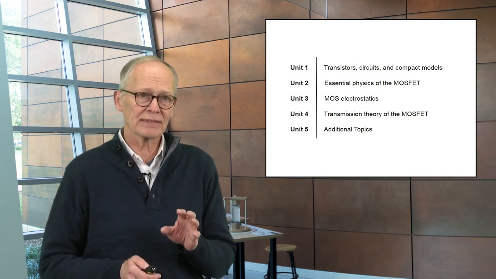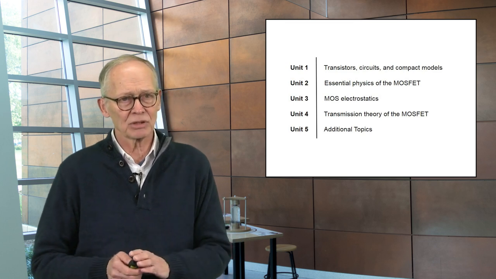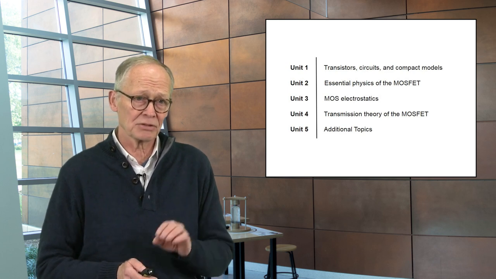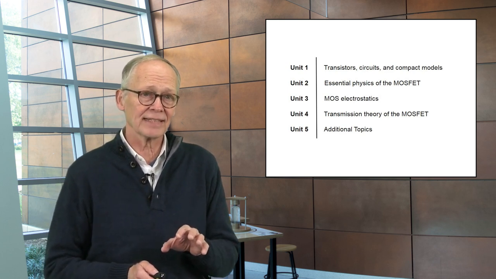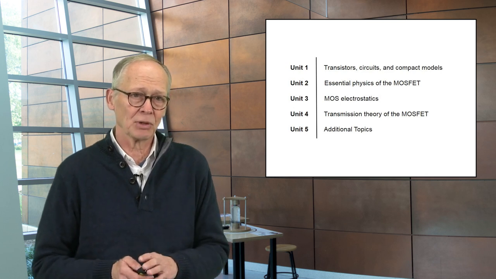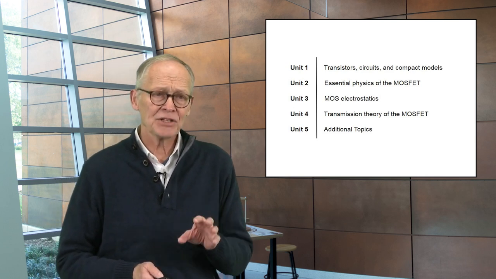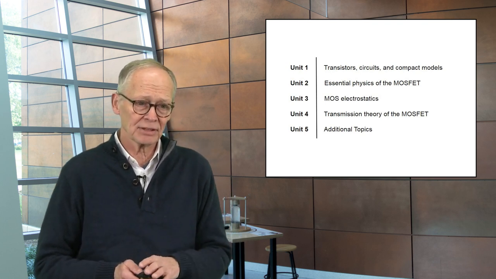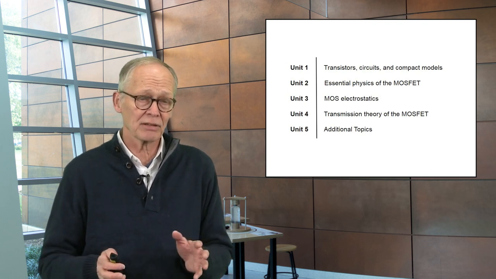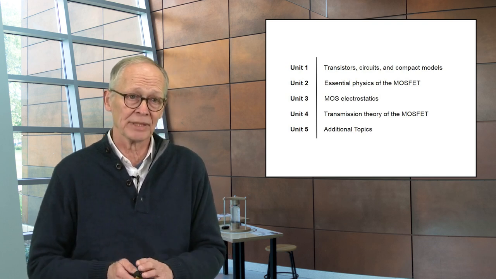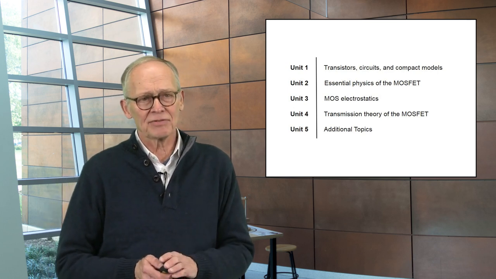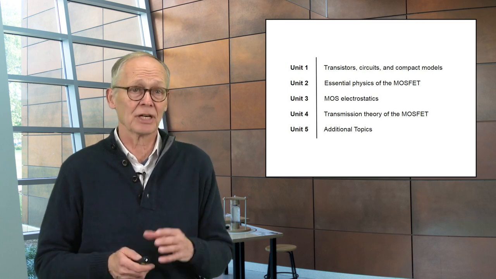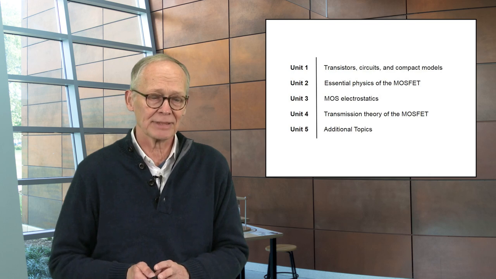Unit 3 is about MOS electrostatics, a traditional topic in a course like this, but one that continues to be very important. It's about how the voltages that we apply to the terminals influence the electric fields inside the transistor and control the flow of current in the transistor. In Unit 4, we'll bring the modern understanding of current flow at the nanoscale to the transistor and learn how devices with very long channel lengths but also very short channel lengths down to a few nanometers operate. And finally, in Unit 5, we'll discuss a few additional topics. We'll talk about 2 or 3 other transistors. We'll talk about the limits of transistors and some other topics.